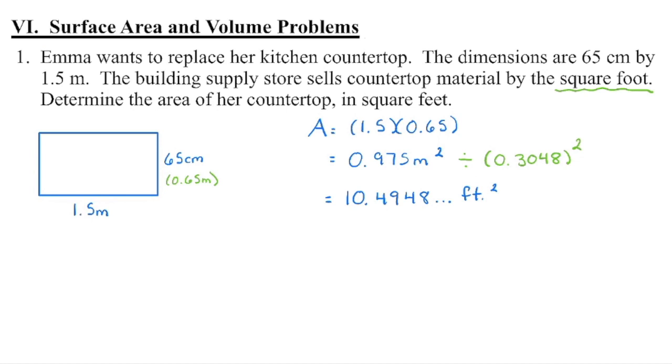Now, even though we have 10.4948 square feet, this is a little bit less than half, we can't round down because then you won't have enough for your countertop. So we're going to round up, and we need to purchase 11 square feet.